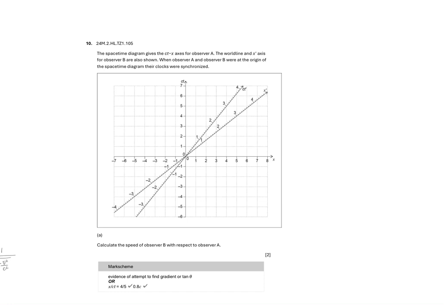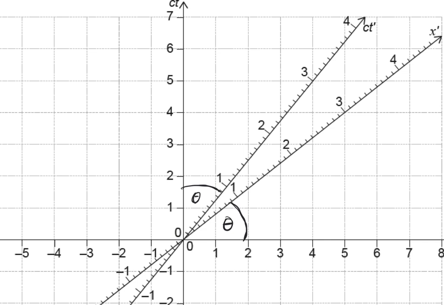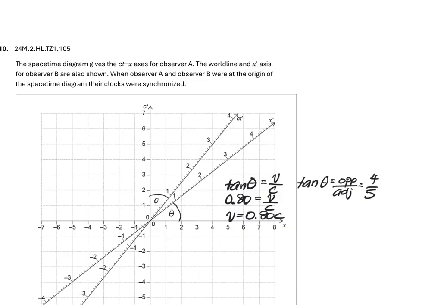We can remember that those 2 angles are the same, and we can actually get the velocity of S prime from that angle. So you can say tangent of theta is the speed of S prime, V over C, and so I can see based on that triangle, opposite over adjacent is 4 over 5. Based on the triangle, I can show you. So there's the triangle that I'm talking about, opposite over adjacent.